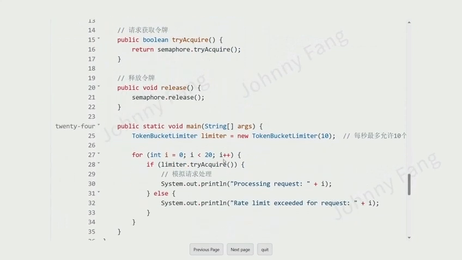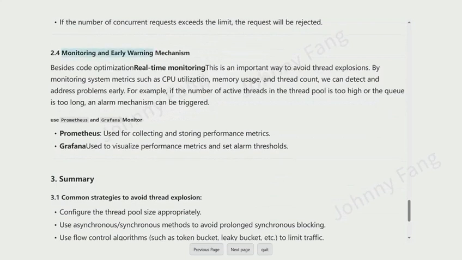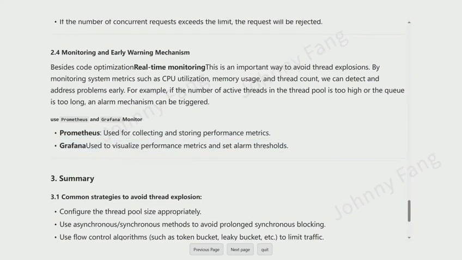Finally, we need to monitor the system in real time. Real-time monitoring means tracking CPU usage, memory usage, thread count, and other indicators. We can detect a problem in advance and deal with it. Monitor the system with these two parameters.